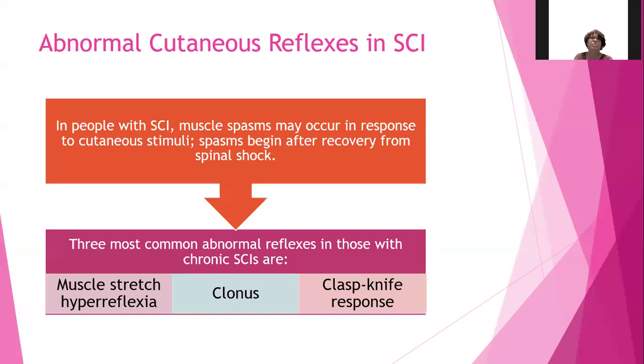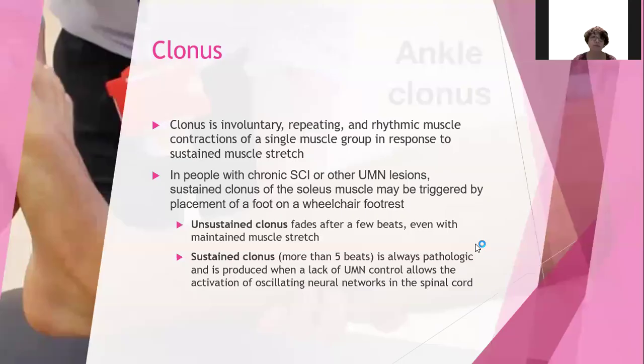So in spinal cord injury, muscle spasms can occur in response to cutaneous stimuli. Spasms begin after recovery from the spinal shock. So during the spinal shock period, which is maybe the first few weeks after the injury, you have hypotonia and flaccidity. Afterwards you get these abnormal reflexes, and the most common ones are muscle stretch hyperreflexia, clonus, and clasp knife response, and we'll talk about what those are.